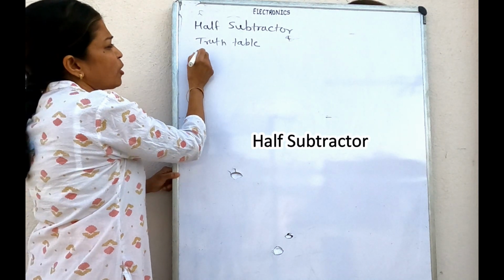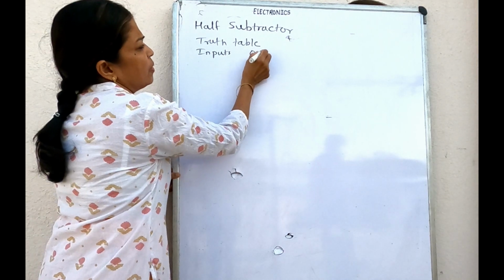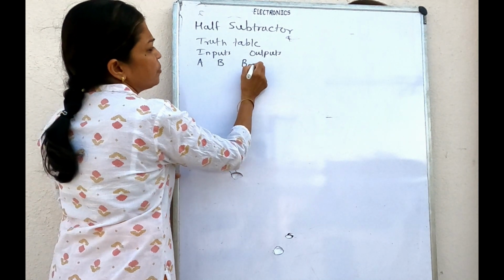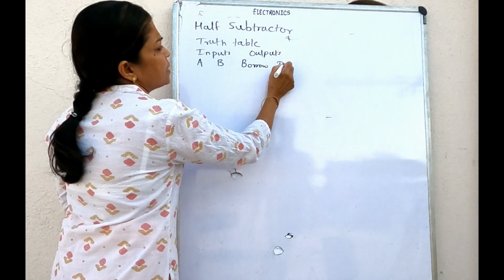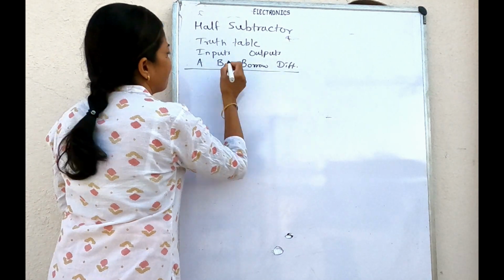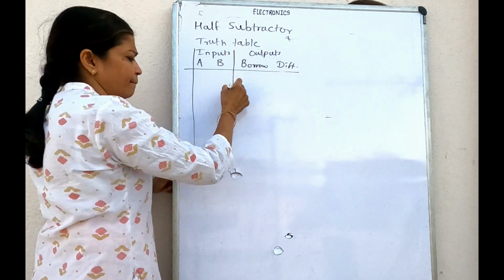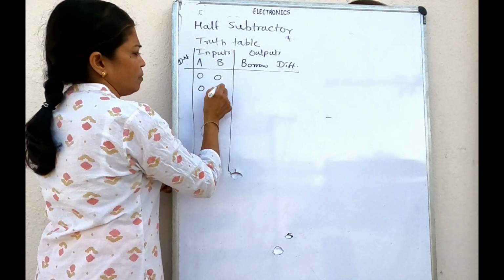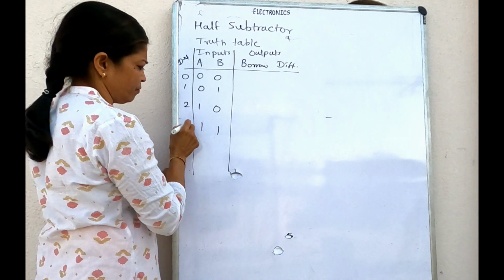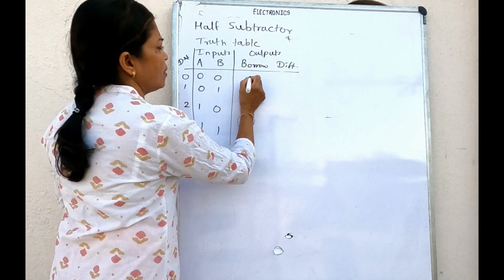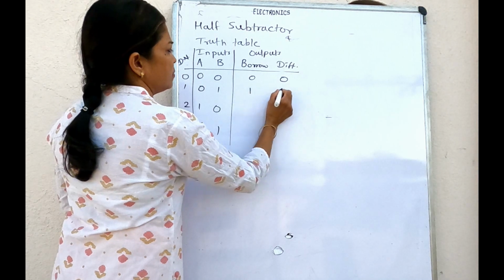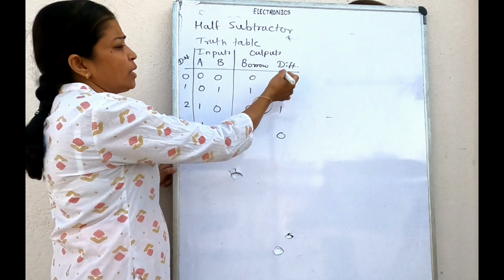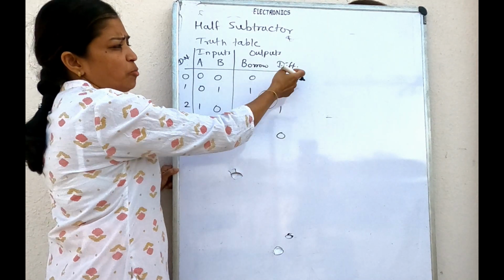First step, assign variables for the inputs and outputs. Inputs are say A, B, outputs are as borrow output and difference. Decimal number equivalent. Second step, find out equations for the output variables as borrow and difference.